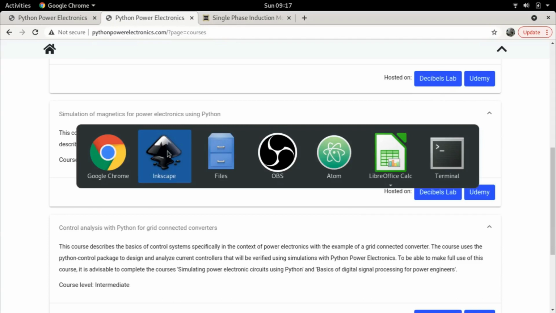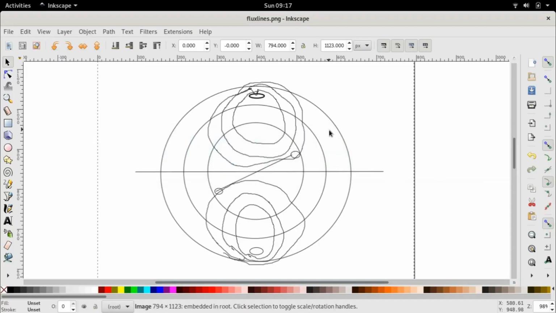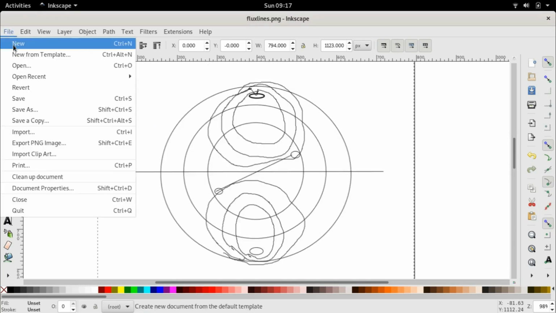So with this, let me get back to the diagram. I have been trying to edit this and unfortunately I can't. So the only thing to do is I need to create a new one.